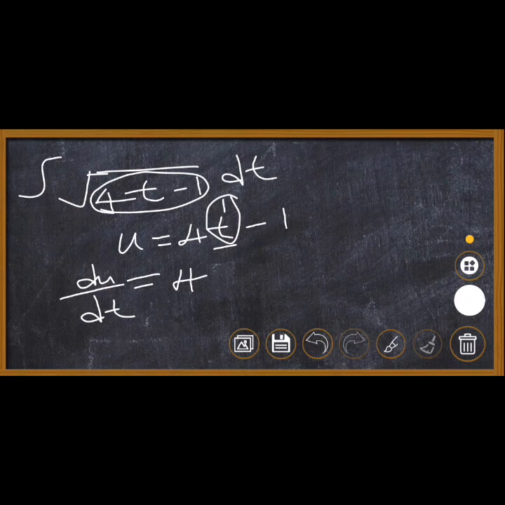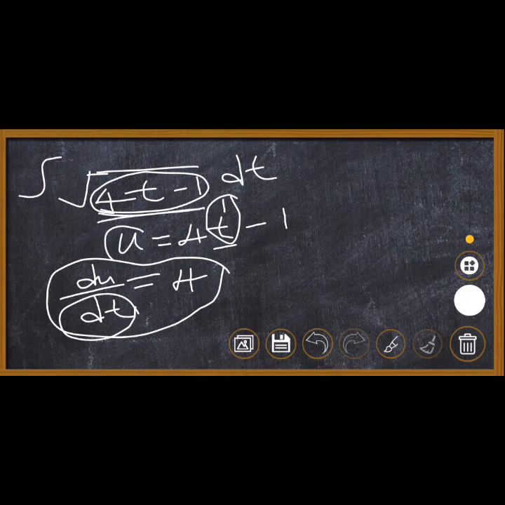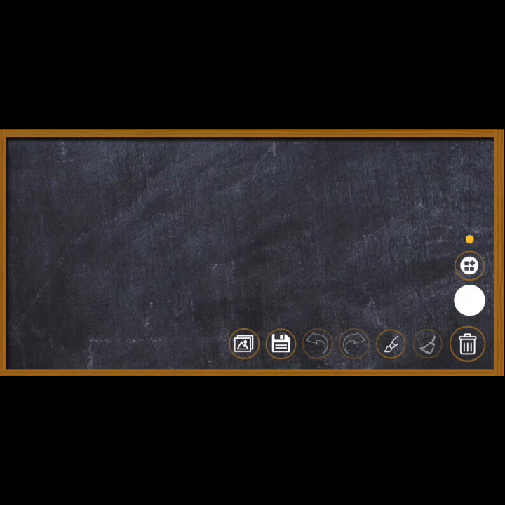After we are done with differentiating like we have done here, you make dt the subject of the formula, because since we have replaced this algebraic expression with u, it means even integrating this should be with respect to u. So let's make dt the subject of the formula. Remember, we have du over dt equal to 4.